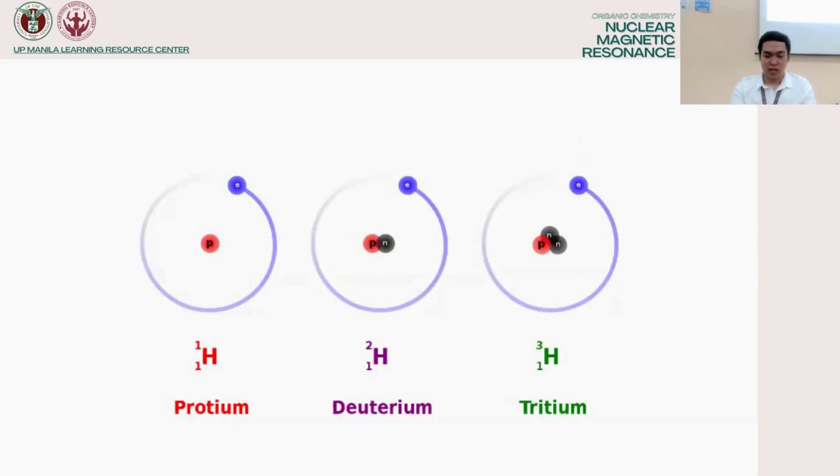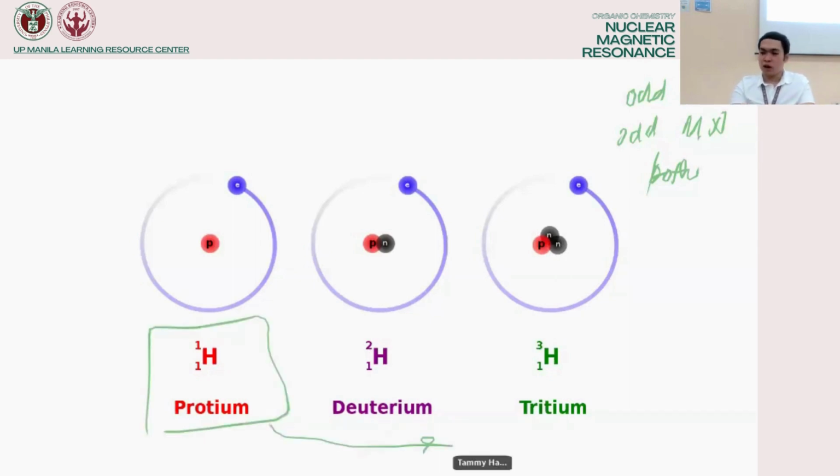Ang pwedeng umikot dyan ay, ano gusto natin? Odd atomic number, odd mass number, or both. Diba? So lahat sila pwede actually. Pero ang ginagamit lang natin, what? Protium. Kasi natural abundance nito ay nearly 100 or 99. Basta mataas ang abundance nito compared mo sa ibang isotopes niya.